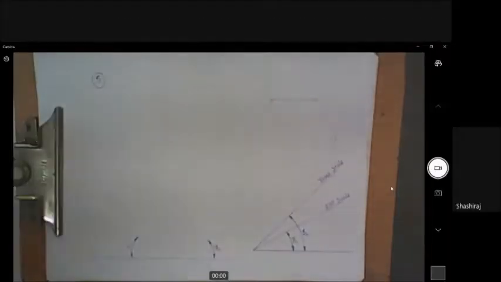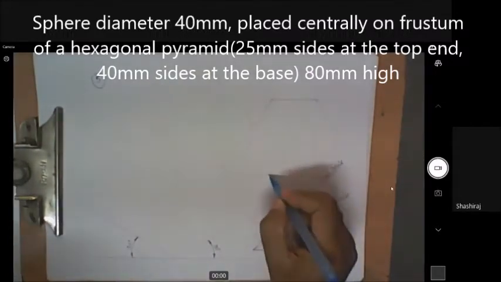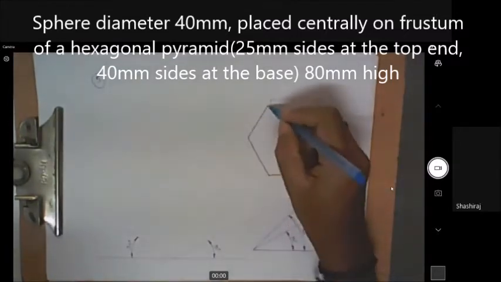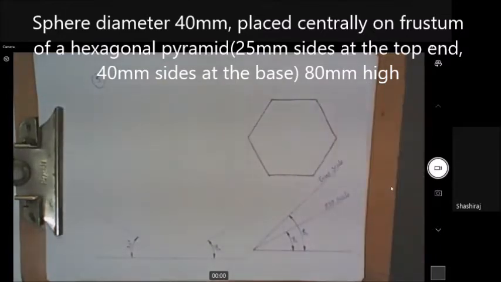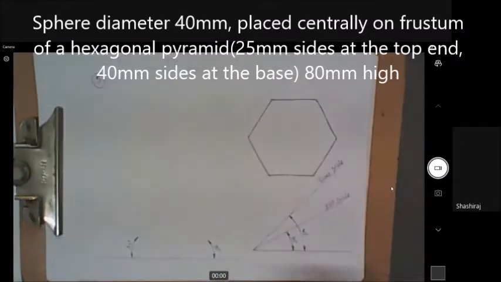So I have a hexagon here. I'll just darken the hexagon. This is the bottom face. So this is that hexagon. Now, when you keep a frustum on HP, in the top view you can see two hexagons, one inside the other.